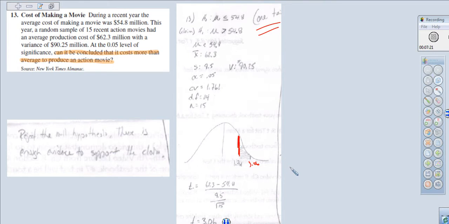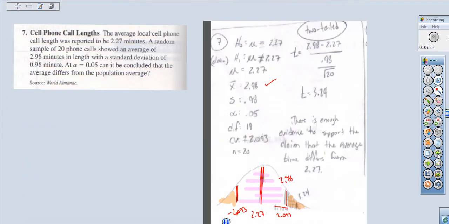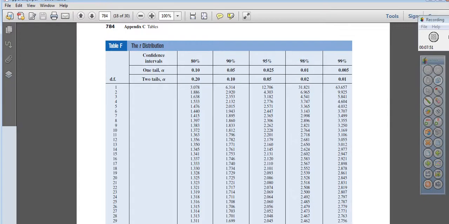All right, let's add one more thing to this video real quick, and that is how do we read the t table? I forgot to throw that in at the very beginning. So let's go back and take a look at number 7. On number 7, we have a couple values we look at here. We have our significance level of 0.05. We have our degrees of freedom, and we know that we're two-tailed. So we go to our table.